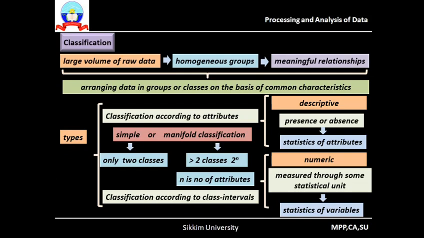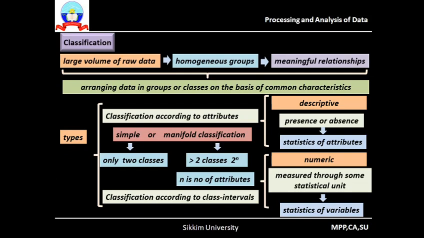In case of classification according to attribute, there can be two types of classification, simple or manifold classification. In simple classification, there will be only two classes, whereas in manifold classification, depending on the number of attributes, there will be a number of classes. So if there are n attributes, then there will be 2 to the power n classes.